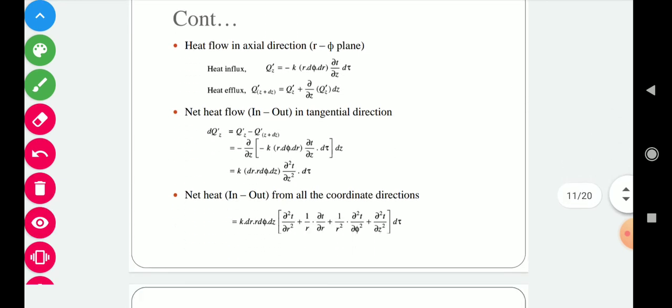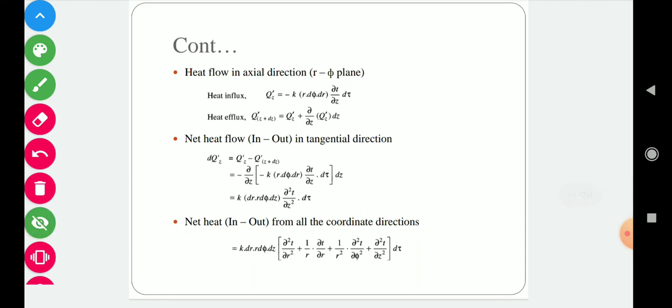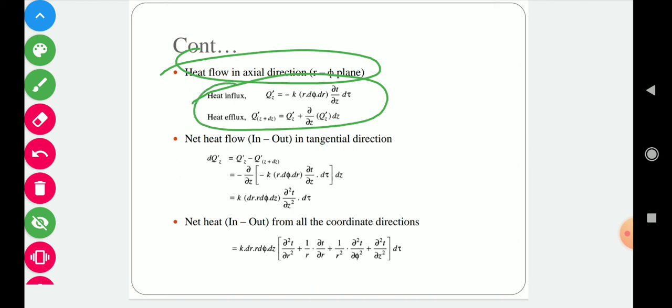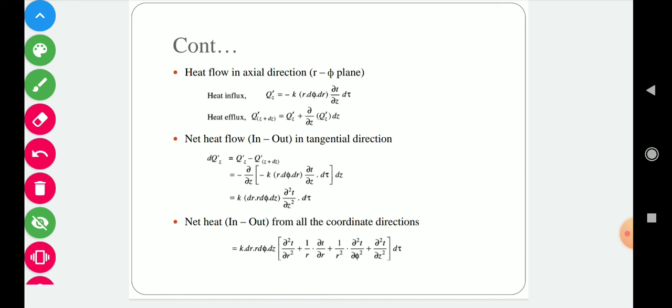Again, we can write the heat balance on our last phases, and these are the two equations for heat in and out, and this one is the net heat. So in that way we have calculated the net heat flow in all three phases. So the overall heat balance, that is heat in minus out from all three coordinate directions, will be the summation of these three equations. So this one is the final equation.